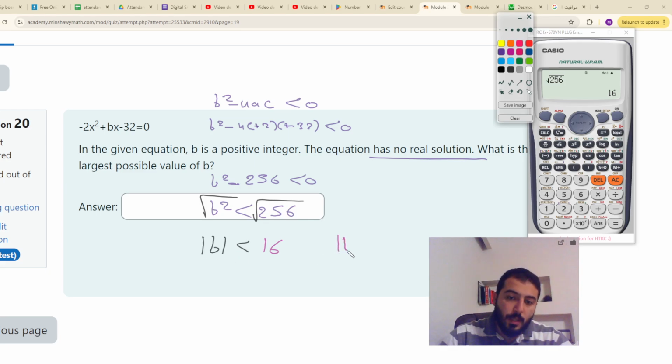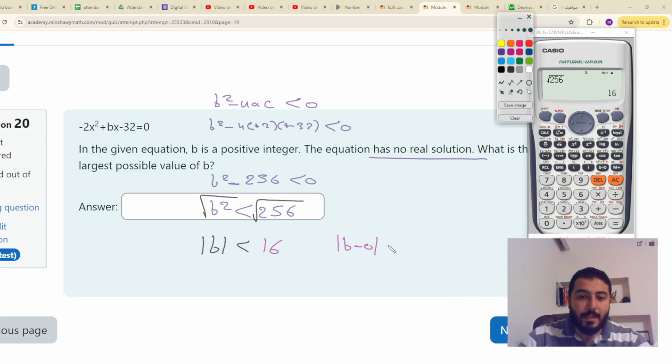The absolute value of b means the absolute value of b minus 0. That's the distance between b and 0. So the distance from 0 is less than 16. So b could be between 0 and 16, or between 0 and negative 16. So b is somewhere here. The distance between b and 0 is less than 16. So b will be somewhere between negative 16 and 16. What is the largest possible value of b, which will be less than 16? That is 15.